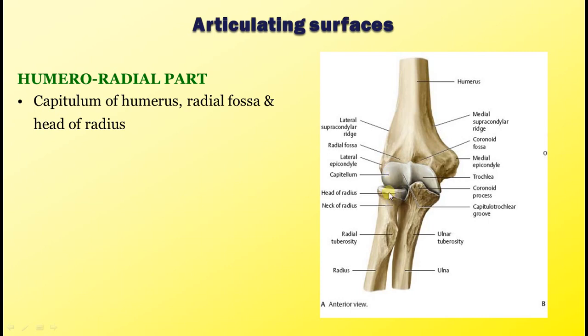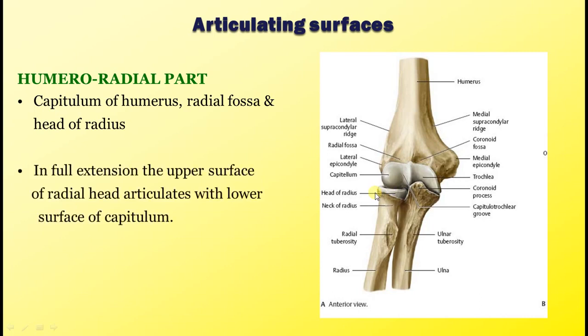Here, if you look at it, it appears something like a ball and socket, because the head of the humerus is like a ball and the upper surface of the head of the radius is slightly concave or depressed, forming a socket. So for the sake of description we can simply call it a ball and socket, but it is really not so.